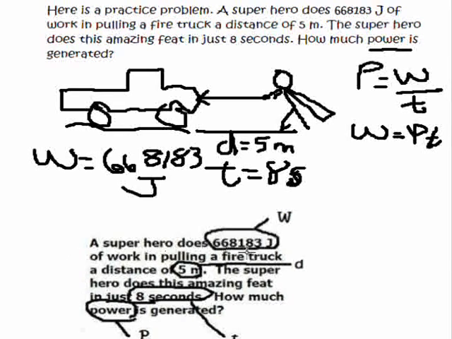So here we go. Superhero does this amount of work. I see joules. I know that matches with W, which is the work. And then I scan through here and see a distance of 5 meters. So I know meters goes with distance. And then we have 8 seconds. There you go, that is time. And then how much power is generated. That's the capital P. So it looks like we might have some extra data here in our problem that we're not even going to need.